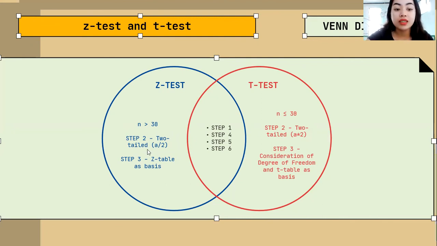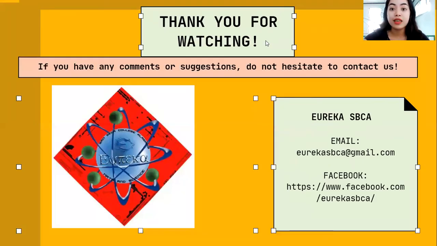And lastly, for step 3, our basis is the z-table. While in a t-test, we need to consider the degree of freedom and use the t-table as our basis for computation. So that is all for today's MATHBalik.